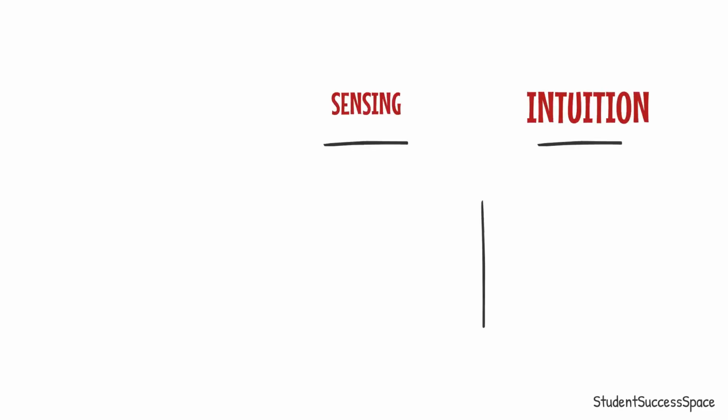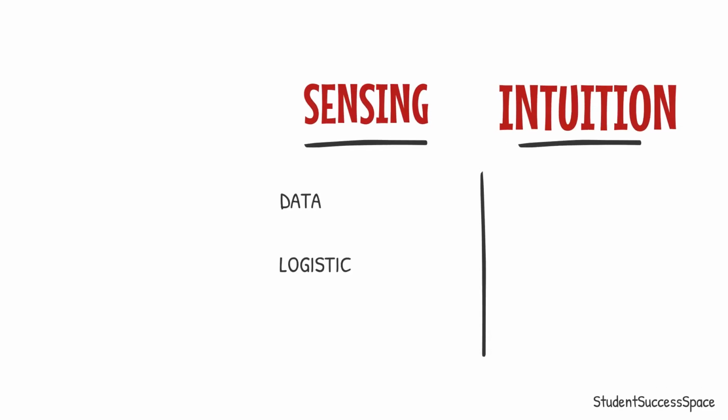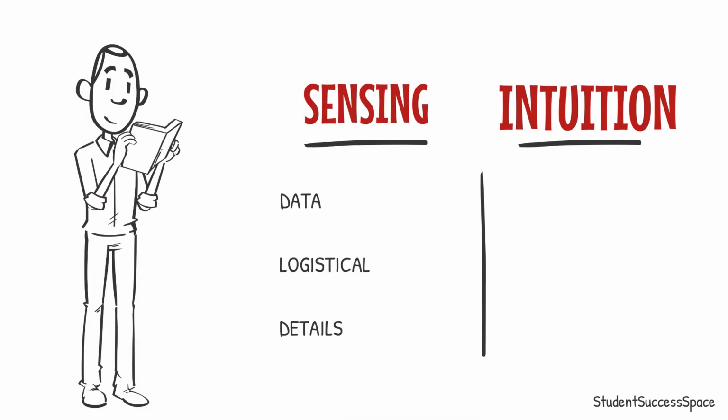Sensing preference learns best by focusing on facts and data. They are a procedural, methodical learner who prefers logistics. They like details and doing more hands-on application type of work, which leads them to be more details-oriented. They prefer information that has a real-world application based on proven problem-solving methodologies. Since this preference tends to be more methodical, they also tend to be a slower and more careful learner.